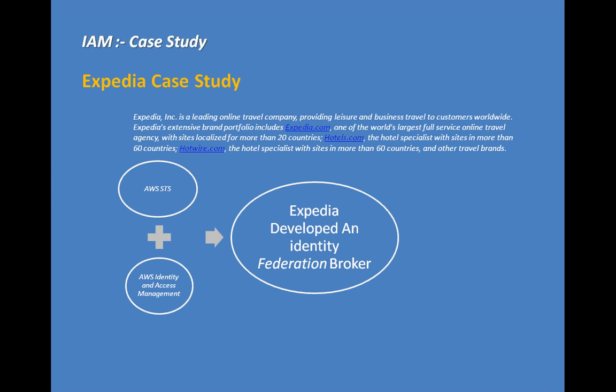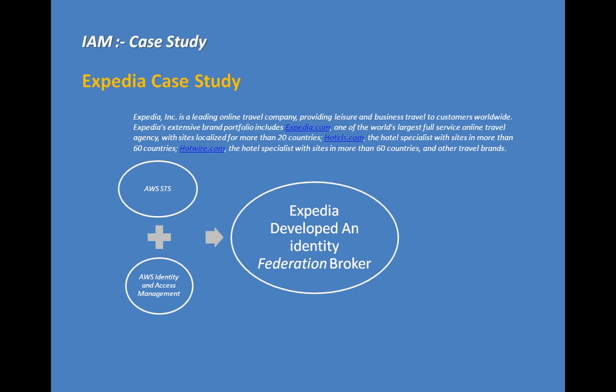So what they implemented is that they have a very strong user base within Expedia, and they have a very big Active Directory setup. When they started using IAM, it was a big challenge for Expedia how they would move all these users from their Active Directory and create all those users in the Amazon console. So instead of creating all these users, they actually used this federated entity.